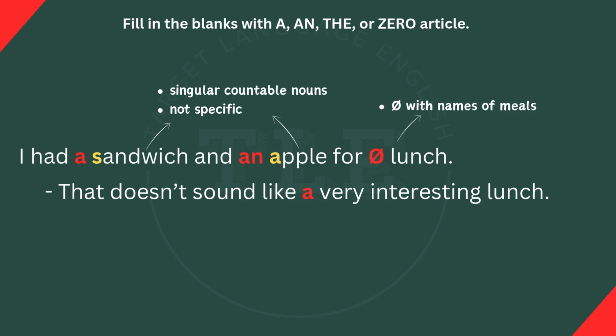The noun lunch in the first sentence takes zero article because names of meals usually do not take an article. But in the second sentence we said a very interesting lunch. We use the indefinite article because we are describing one particular meal.